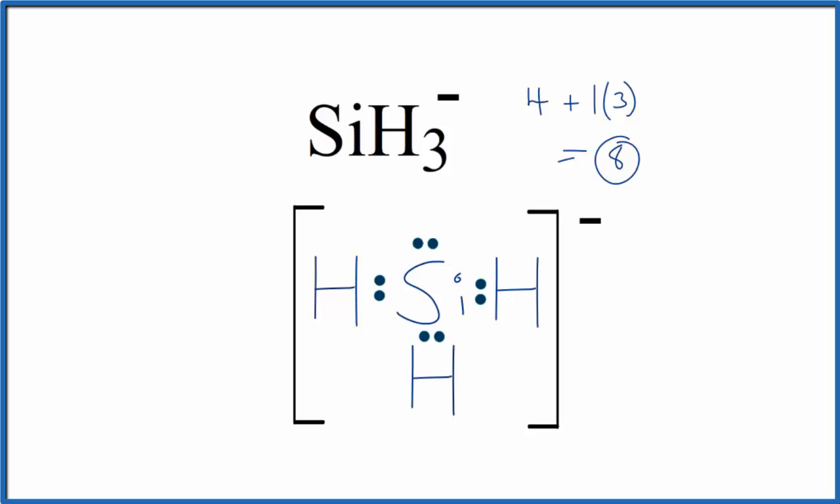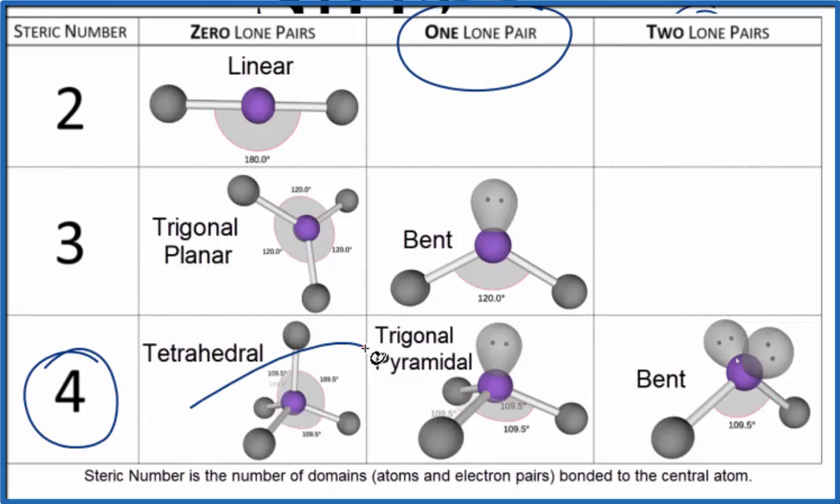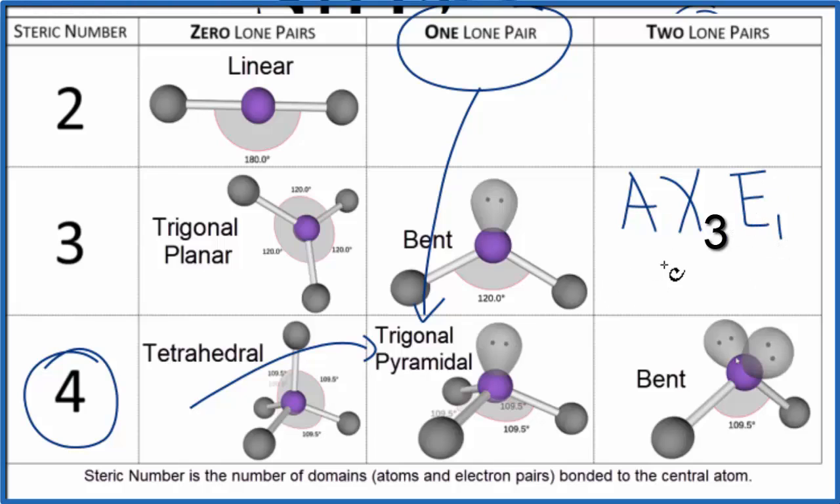We could also look at this table here for the molecular geometry for SiH3-. So we said we have the 3 hydrogens and the 1 lone pair. So we have 4 things attached, steric number of 4, 1 lone pair, and we go over here and we see it's the trigonal pyramidal. If you use the AXE notation, A is the central atom, that's the Si, X, the number of atoms, so we have those 3 hydrogens, E, number of lone pairs, we'd have 1. And if you look this up, again, trigonal pyramidal molecular geometry.